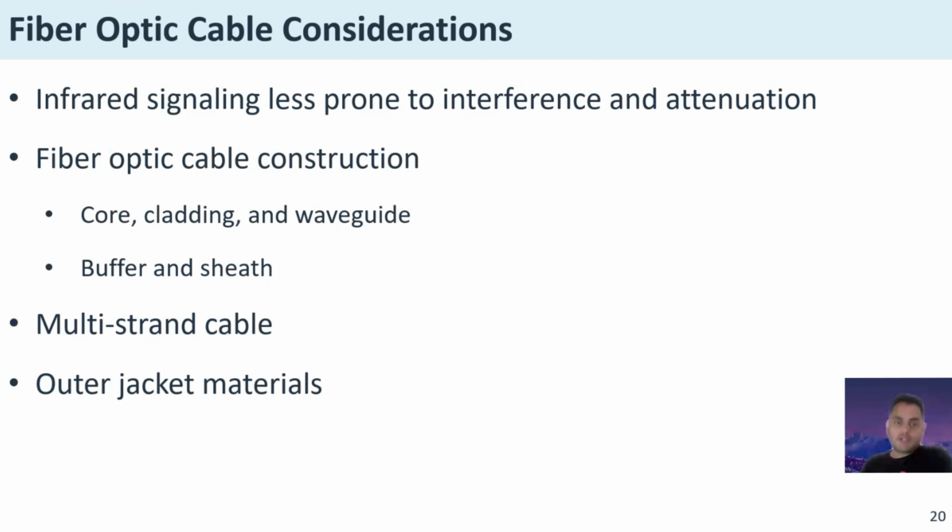Fiber optic cable considerations. The electrical signals carried over copper wire are subject to interference and to attenuation. Fiber optic signaling uses pulses of infrared light, which are not susceptible to interference, cannot easily be intercepted, and suffer less from attenuation. Consequently, fiber optic cabling supports higher bandwidth over longer cable runs that can be measured in kilometers rather than meters. That's right, kilometers.